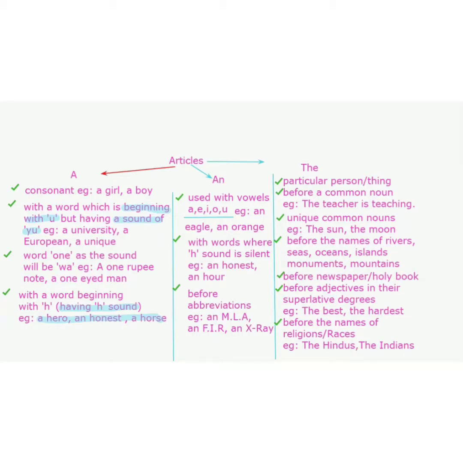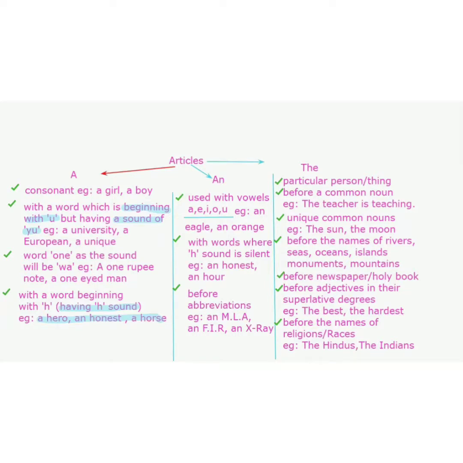Next we move on to "an". As I've already told you, "an" is used before words that have a vowel sound. For example, an eagle, an orange. You can have n number of examples. Next, I've already told you about honest. So the words that begin with H but give the pronunciation of O, we will use "an" there. Okay.